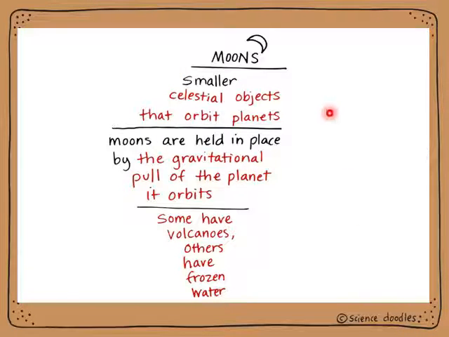So here are some examples or facts about moons. These are smaller celestial objects that orbit planets, so these must be orbiting something else besides the sun. Like our moon orbits the Earth, and then the Earth orbits the sun.